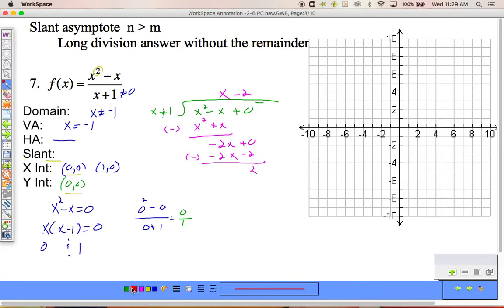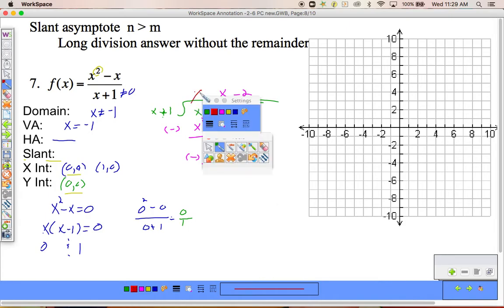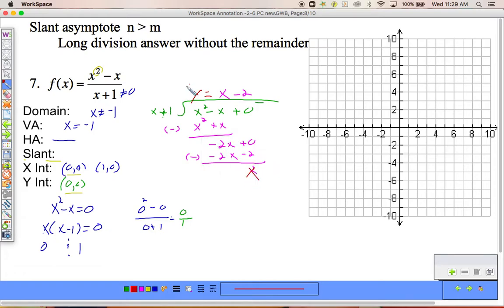All right, my slant asymptote is going to be this equation. I'm going to ignore the remainder. My slant is y equals x minus 2. All right, so I'm going to make a table. I'm going to put my vertical in the middle. That doesn't exist. I'm going to go a half in each direction. And I'm going to start plugging in some numbers.